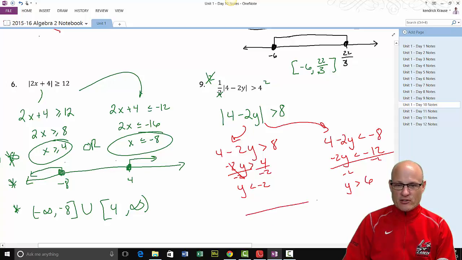So I don't know what this thing looks like on the number line, but that number line, as long as you tilt your head, that number line's gorgeous. Here's negative 2. We're going less than. Here's 6. We're going greater than. That means it's an or situation.